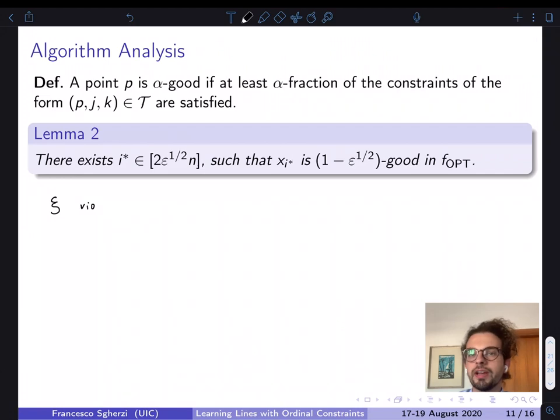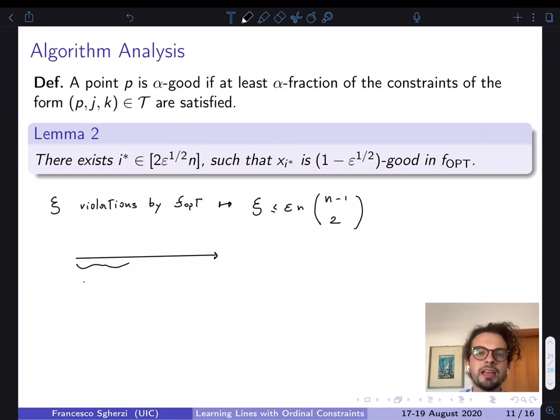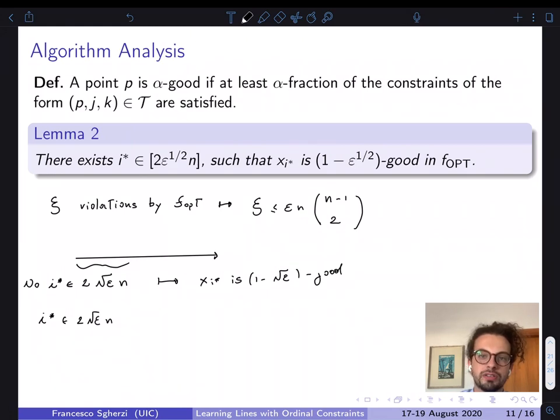Let xi be the number of violations in the optimal embedding. Then, by definition, since the problem admits a solution that violates only an epsilon fraction of the constraints, xi is constrained to be smaller than epsilon times (n-1 choose 2). Now, suppose that this point does not exist in the first indexes of the embedding. This would mean that all of those points are involved in at least a square root of epsilon fraction of violated constraints, which would imply that xi is actually bigger than the maximum number of violated constraints, which is a contradiction.